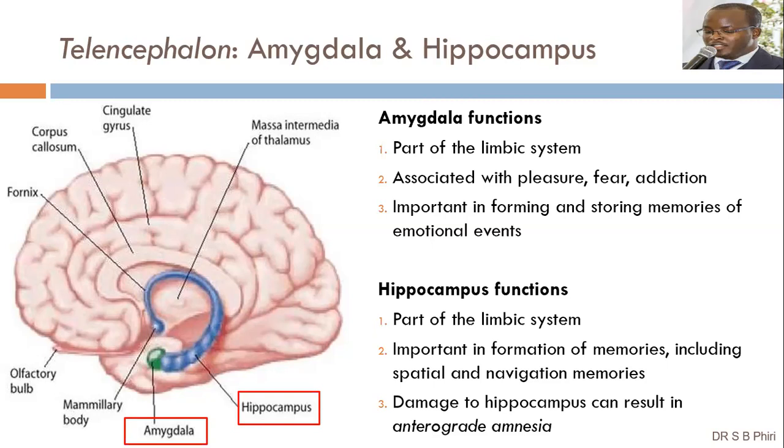So for instance, after watching this pre-recorded lecture video, a few minutes later I ask you a question on what you were watching. You can't remember anything. Sometimes maybe it's due to anterograde amnesia affecting the hippocampus function. So when the function of the hippocampus is compromised, sometimes you have difficulty remembering things, especially new things.